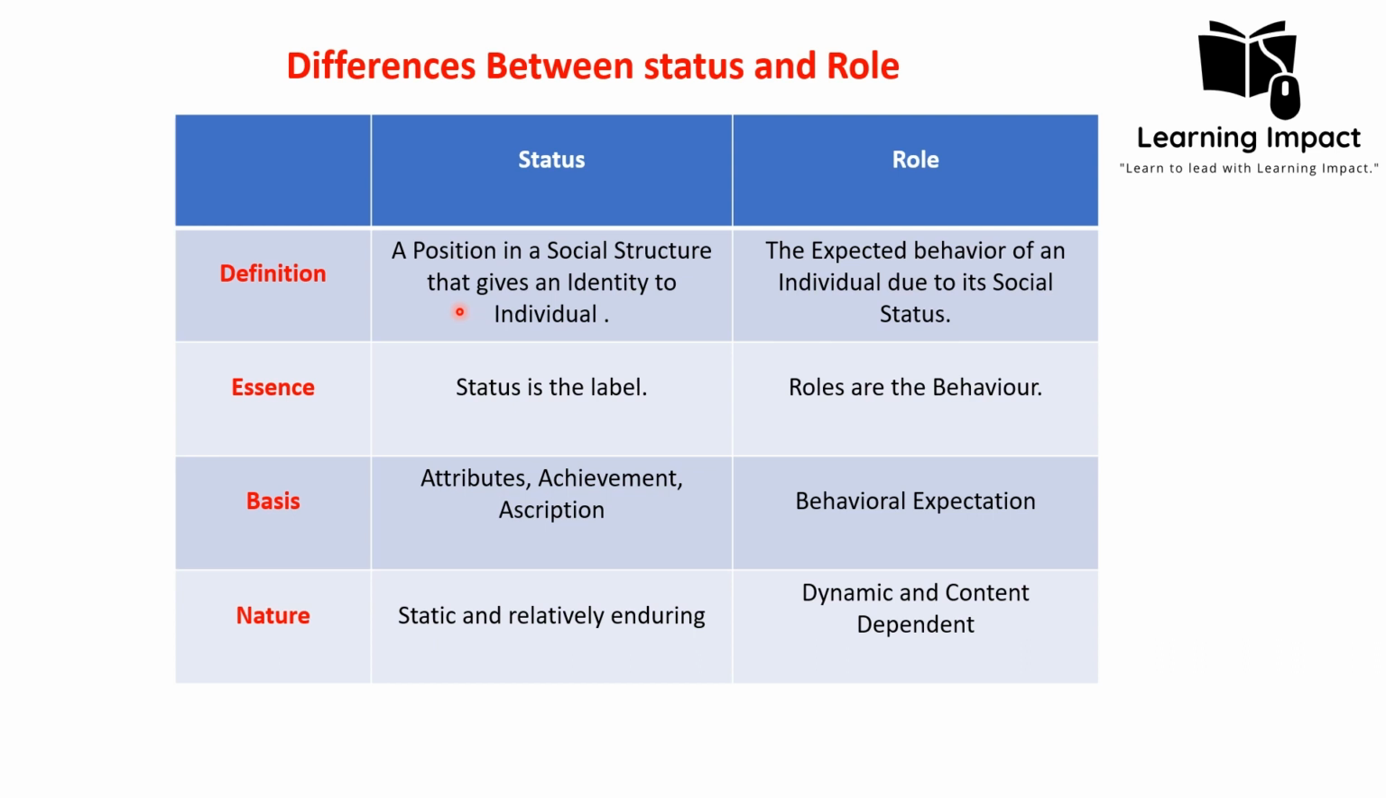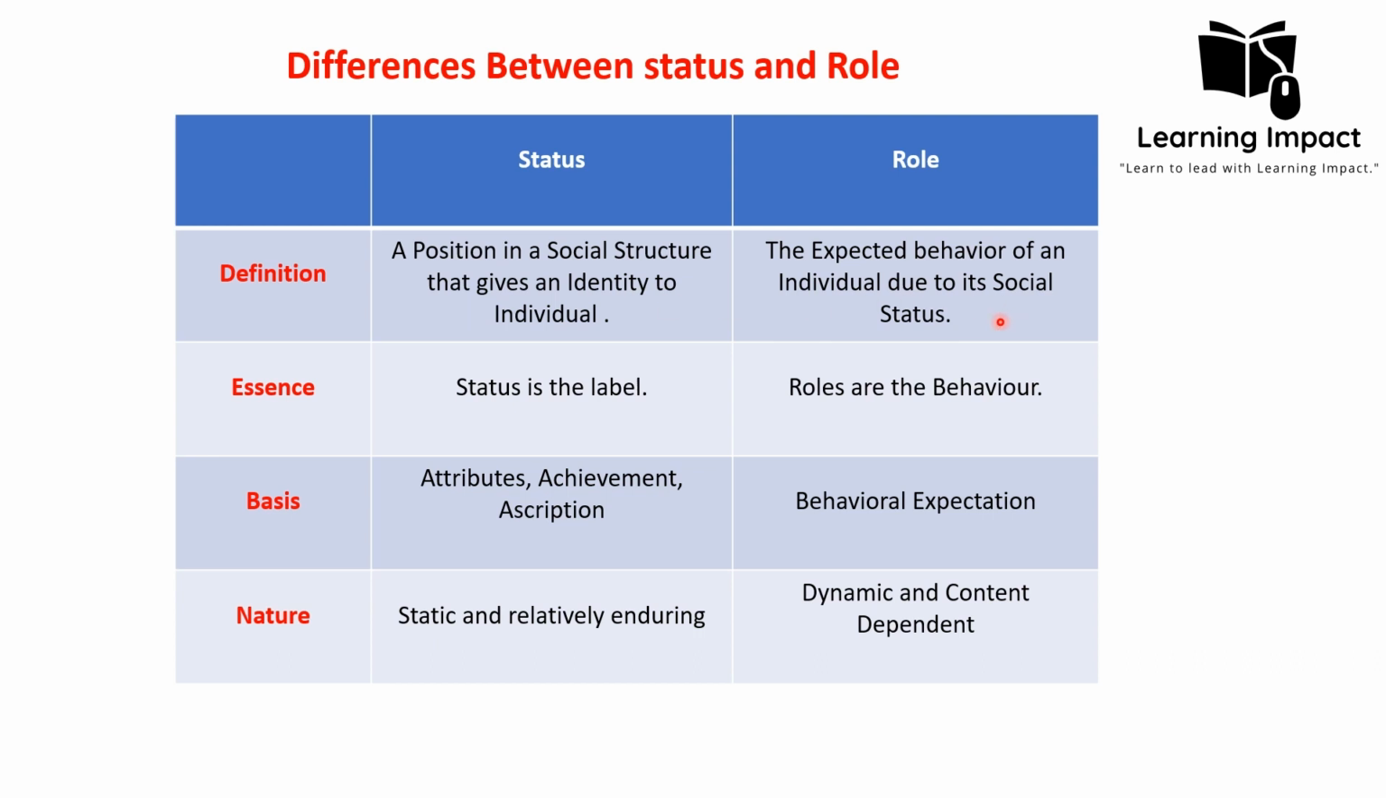And it could be due to skills. For example, if I am good in mathematics, I'll be called a math master. If someone is good in Olympics, he will be called an Olympic master. Or if someone is a good athlete, these are all about status. Any identity which an individual has in society is the status.